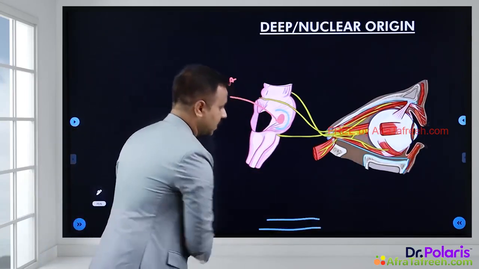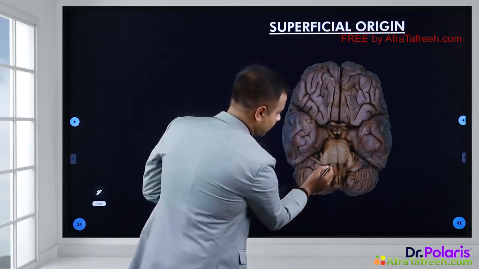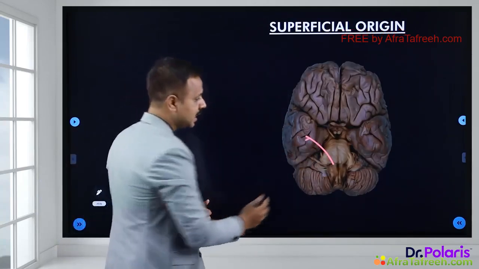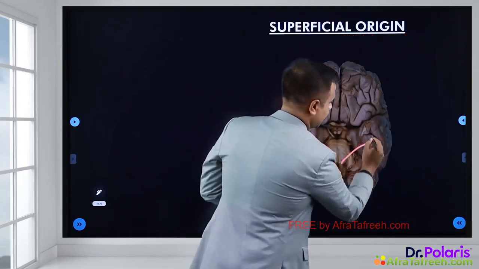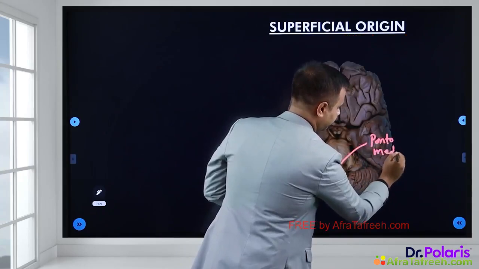What about the superficial origin? We discussed that the oculomotor nerve and trochlear nerve will arise from the midbrain. What about the abducent nerve? Remember, abducent nerve will arise from this area. Now, can you tell me what is this area? This area is the pontomedullary junction.